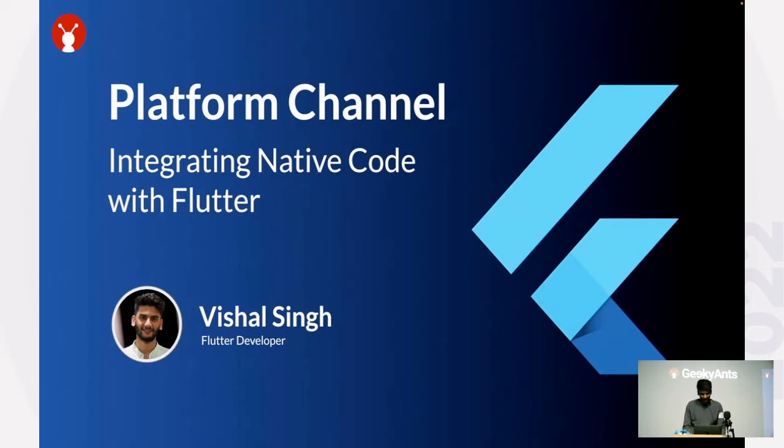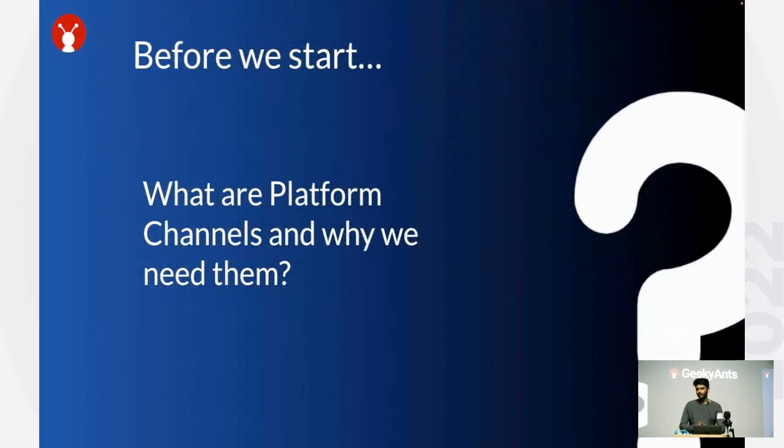Before we start, what are platform channels and why do we need them? In simple terms, platform channels are used to communicate between your native side and the Dart side. There are three types of platform channels: basic message channel, method channel, and event channel. With the basic message channel, you can send messages in binary encoded form, and the message content must be compatible with the Dart side.